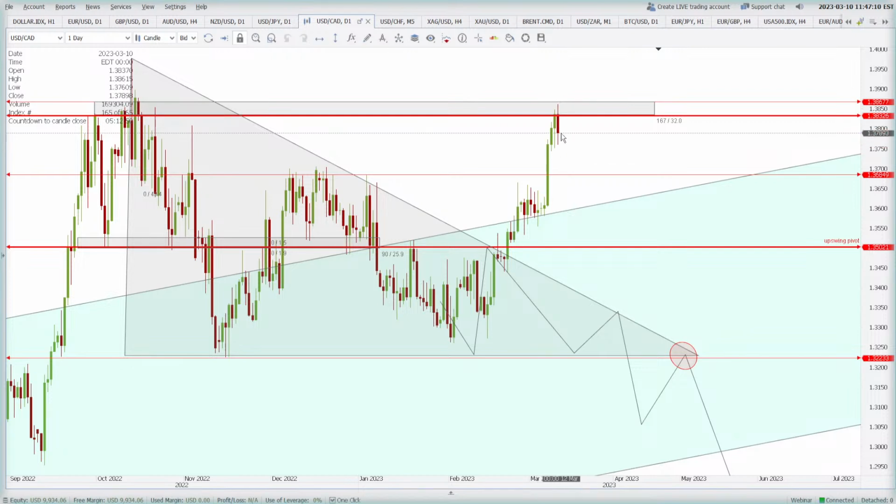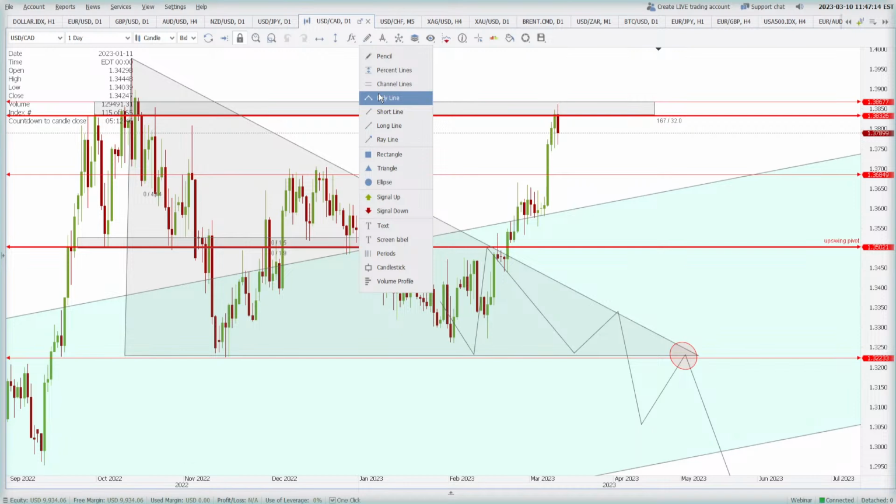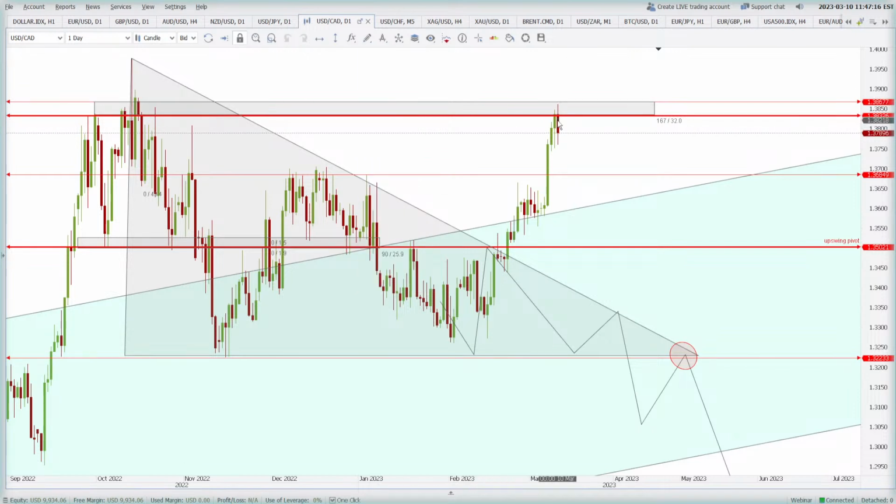So should you be looking for a selling opportunity here? I don't think that is a good idea because the market structure is intact. In fact, you should be looking for a buying opportunity like this. Look for a buying opportunity here.